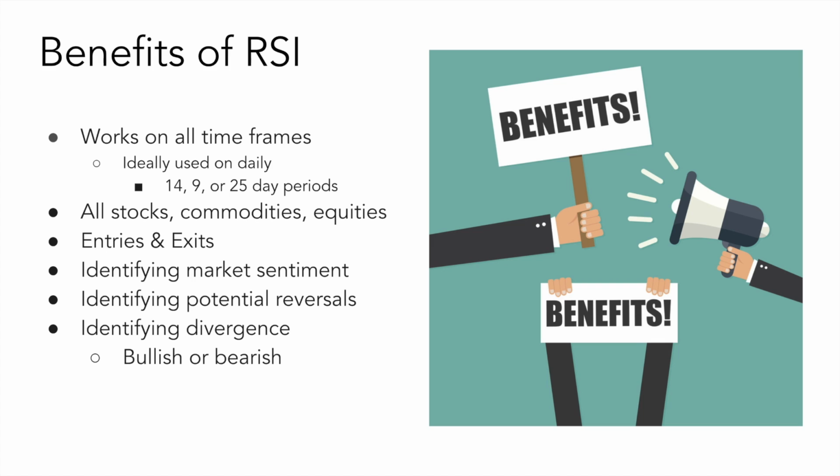Another really cool benefit is that it works on all stocks, commodities, and equities, and it can also help you identify entry and exit signals into the market. It also does a really great job of identifying market sentiment when used right, and it helps identify potential reversals. One of the ways I personally like to use it is to identify divergence in the market, whether bullish or bearish. This is what I find the most practical use of the RSI, and we'll talk about that a little more in the following slides.